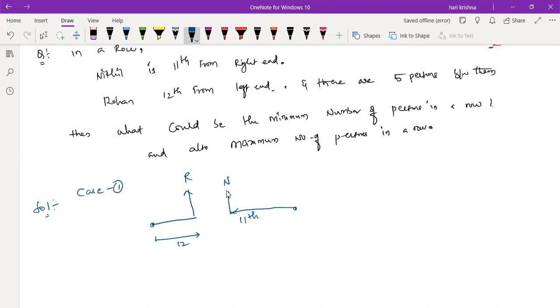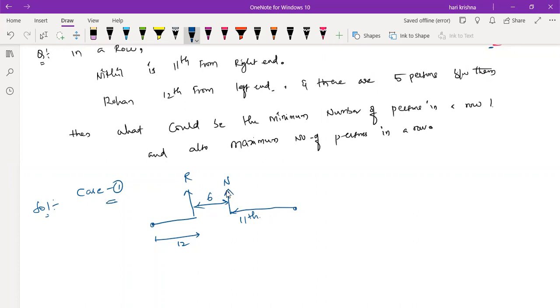We can draw the diagram like this also. And what they said: there are 5 persons between them. Now we have to take the distance as 6. Any doubts in this? Any doubts in the diagram? No, sir. This is case 1, you can follow.